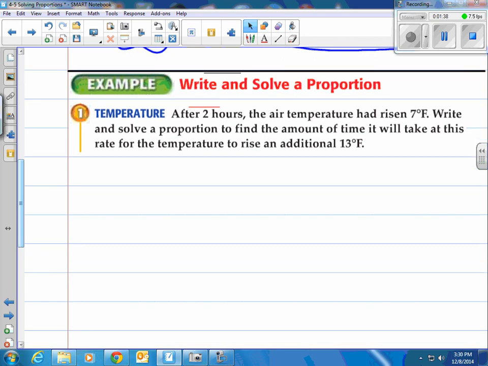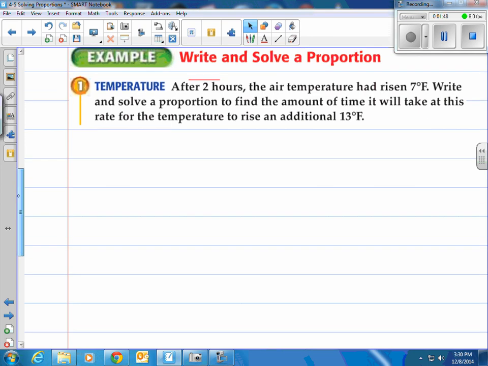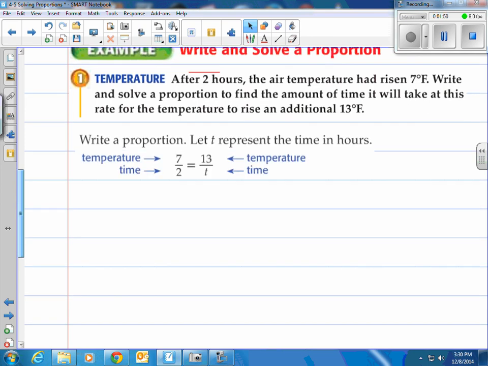It says, after 2 hours, the air temperature had risen 7 degrees Fahrenheit. Write and solve a proportion to find the amount of time it will take at this rate for the temperature to rise an additional 13 degrees Fahrenheit. Well, write a proportion. Let T represent the time in hours. All right, so we have T in hours, and we want to know how long it's going to take to get the temperature to 13 degrees. Well, we already know that it takes 2 hours to get to 7 degrees. So notice the proportion we've set up.